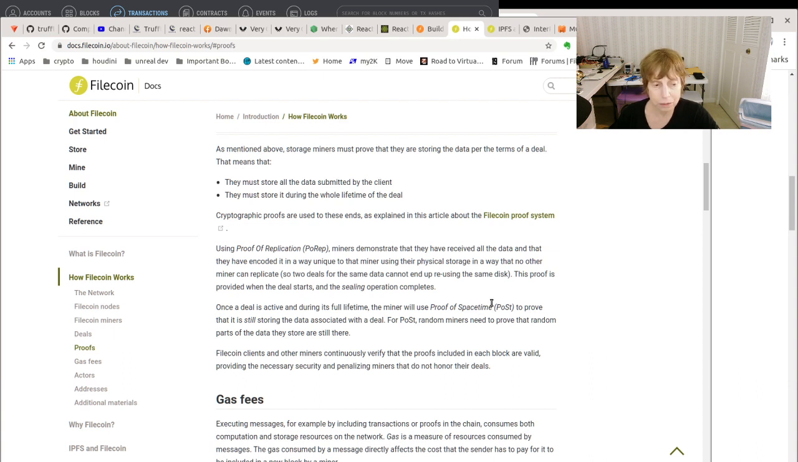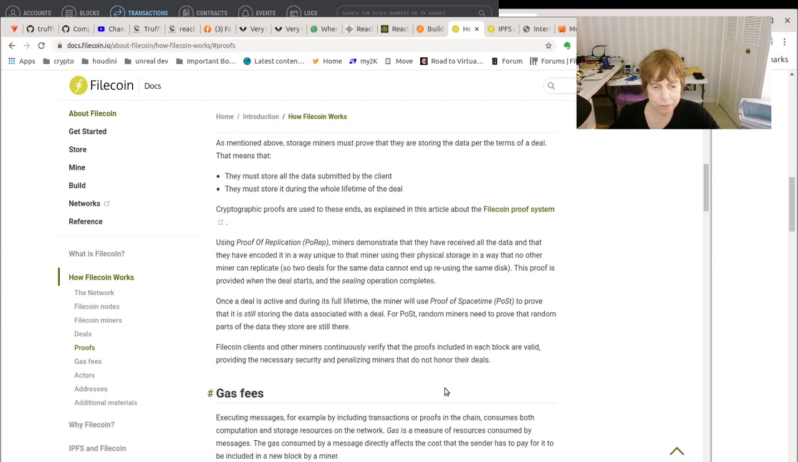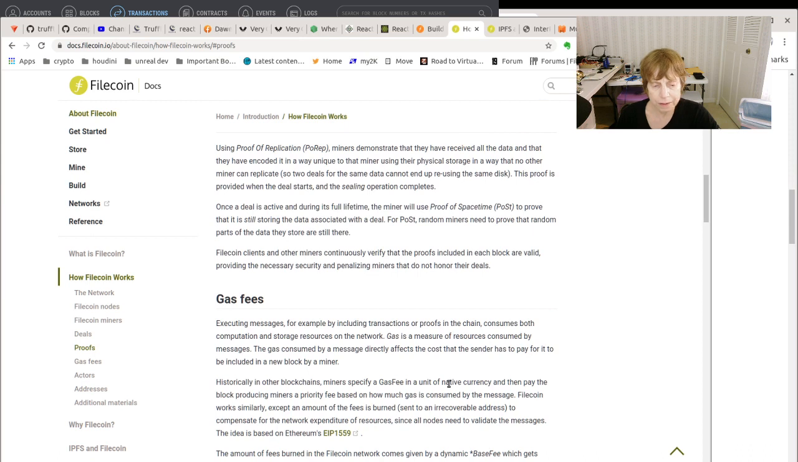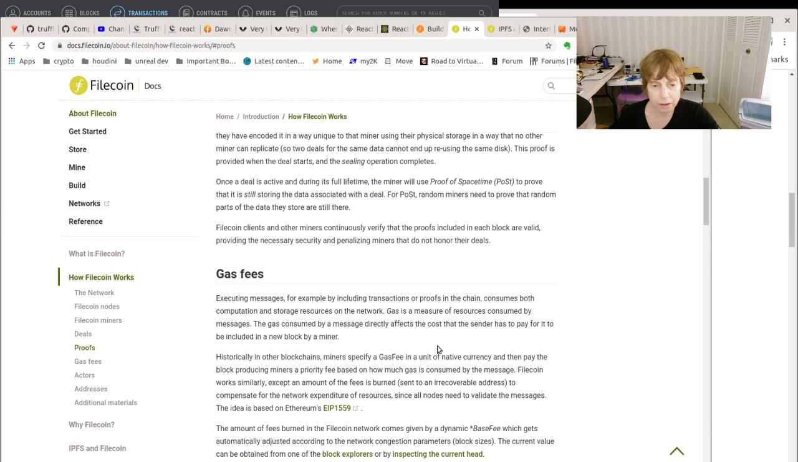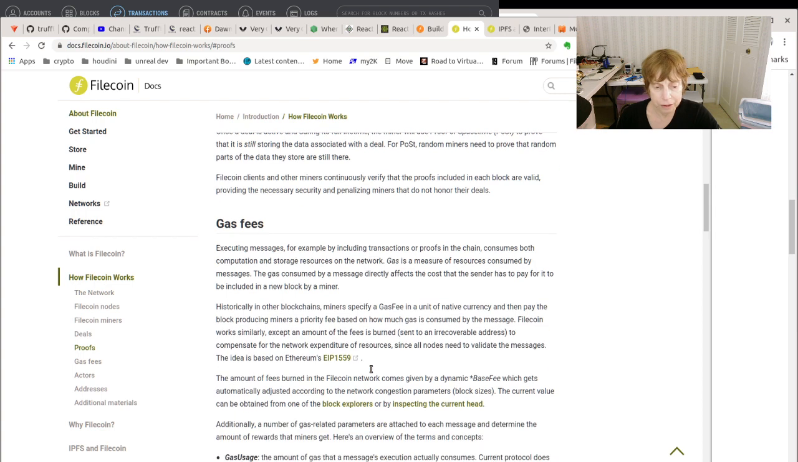Yep, randomly they say, you still got it? Yep, I got it. And this is how they secure the data. It has to be verified that it's valid and that they're honoring the deal. And of course, you specify a gas fee transaction, just like in Ethereum.